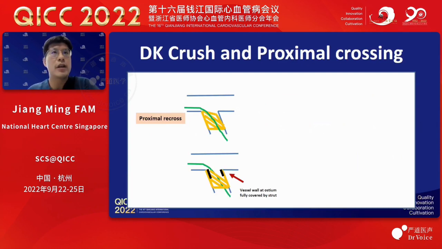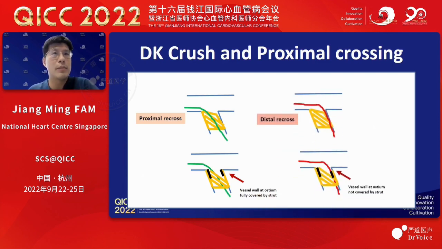Now, do note in crush stenting, rewiring the side branch from the proximal stent cell is favorable. This is in contrast to distal side branch recrossing, which may result in wire crossing the abluminal area between the stent and vessel wall, leaving a significant gap at the side branch ostium after final kissing balloon. The left-hand panel shows the vessel wall and ostium fully covered by the stent. The right panel shows the vessel wall and the ostium that's not covered by the struts.